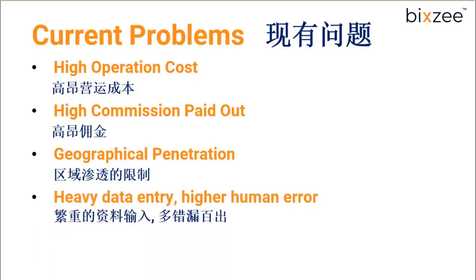Fourth, heavy data entry, because there are a lot of things that you need to key back into your accounting system. As the business grows bigger, the more data needs to be keyed in, and there is a higher chance for human error to happen.